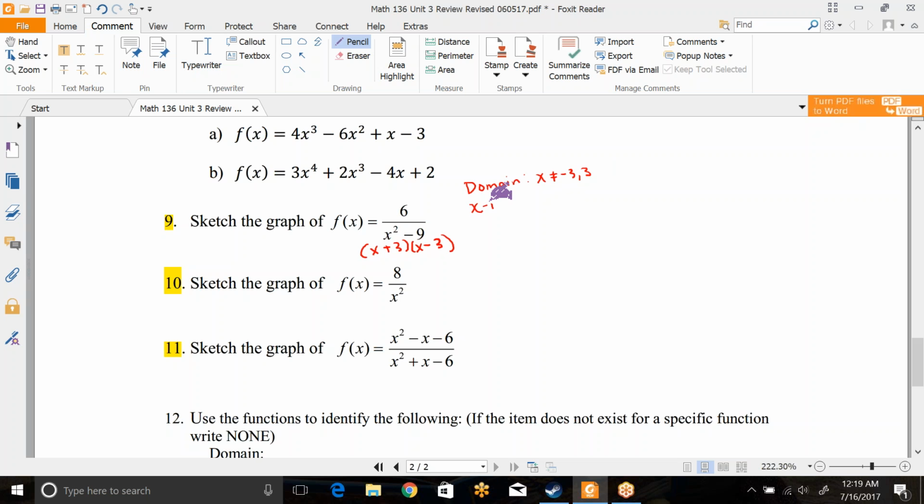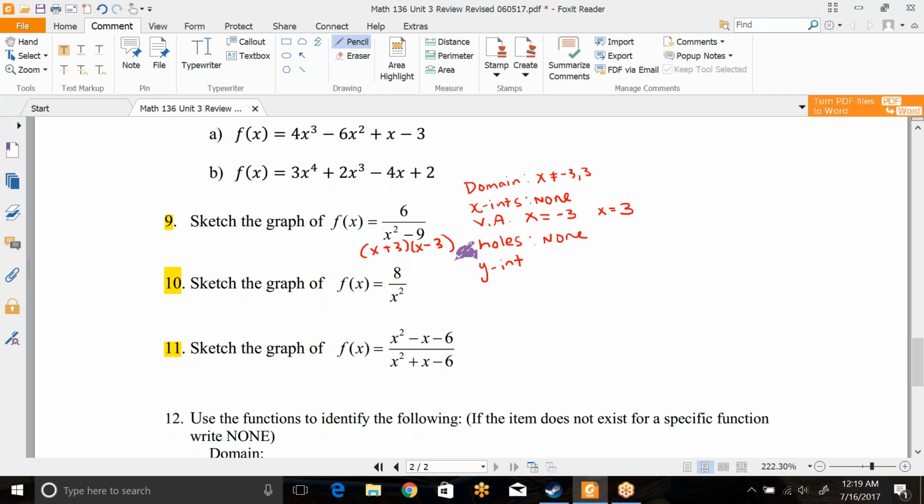The x-intercepts, there are going to be none. X-intercepts only occur if there's an x on top after reducing, and there's not. Vertical asymptotes are anything that's in the denominator that doesn't cancel out, and they are vertical lines. So x equals negative 3, x equals positive 3. We get that from setting both of those equal to 0. Holes only occur if you have something cancel out. Since we didn't, we have no holes.